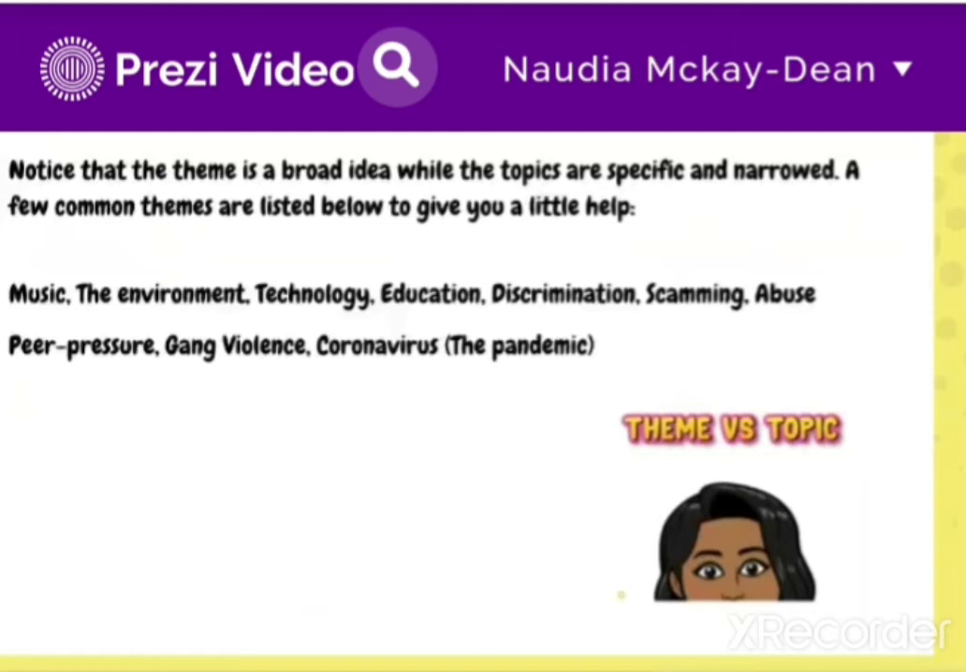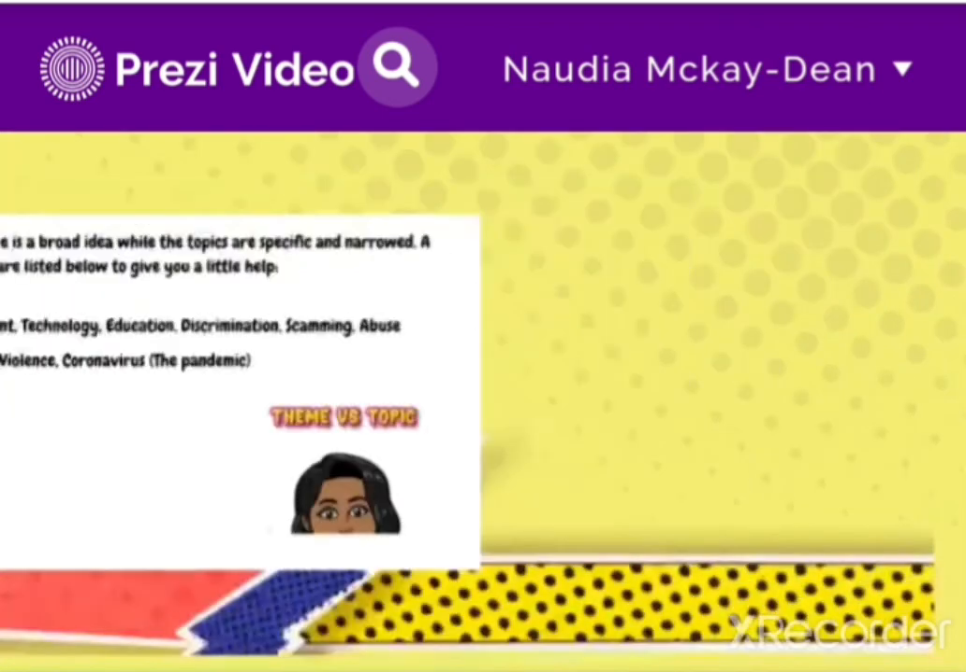For the students who do social studies, you might realize that a lot of these themes look very familiar to you, because a lot of these themes are also social issues. So things like peer pressure, gang violence, teenage pregnancy, scamming, discrimination, abuse. These are also some of the things that you might be doing in social studies. So yes, your English A theme can be a social issue from social studies, yes.